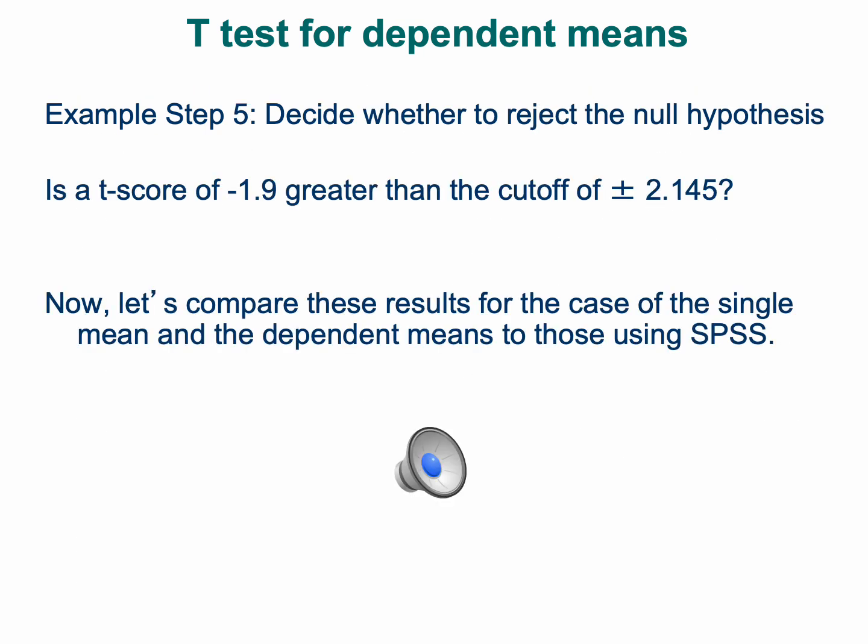Okay, now we need to compare the t-score that we calculated to the cutoff value for 0.05. So we look that up in the table, and we discover that the cutoff value for our degrees of freedom of 14 is 2.145, and our t-score of 1.9 is not greater than 2.145, so we can't reject the null hypothesis. And so we didn't support the research hypothesis that there was a difference, and so we can't conclude there was one.